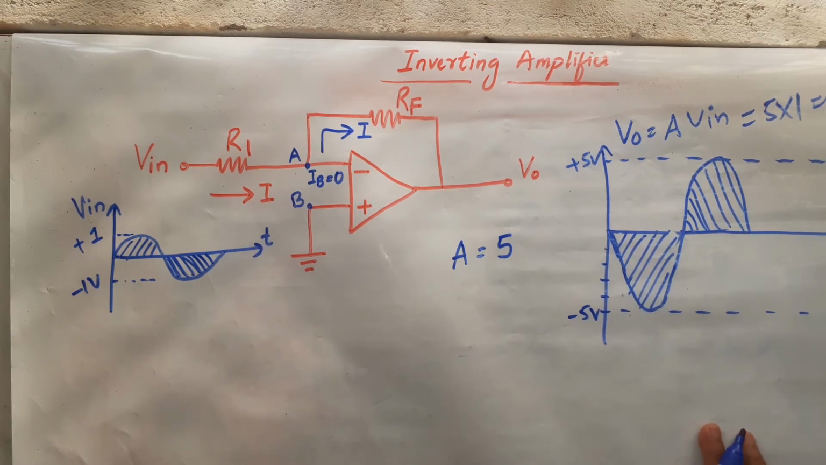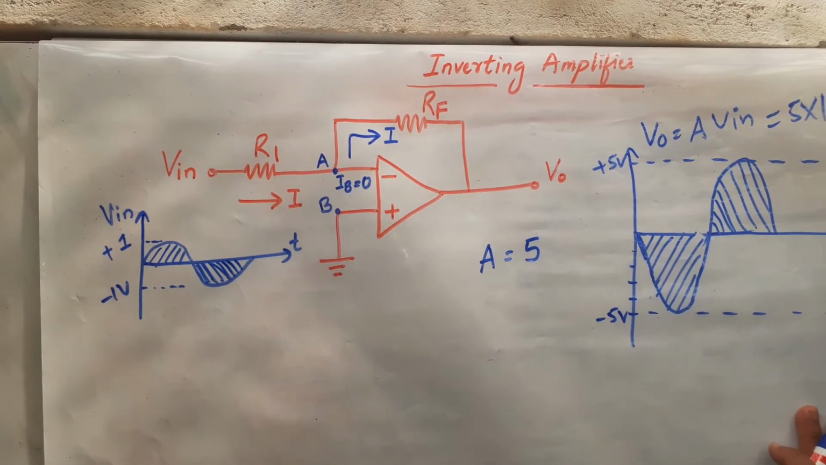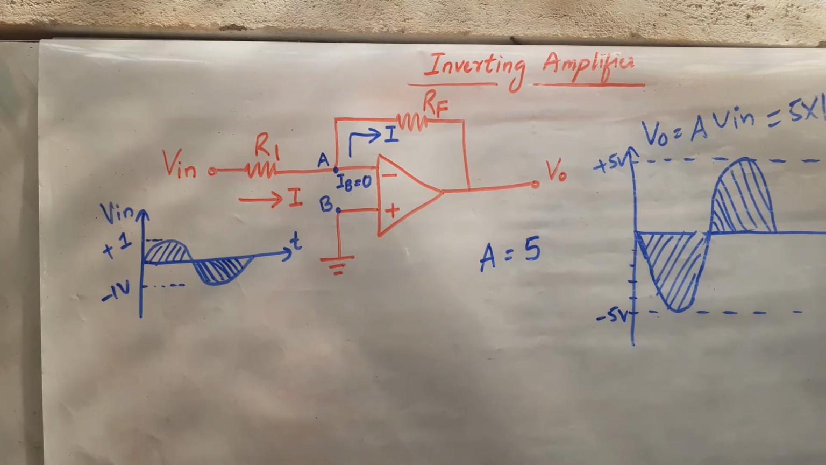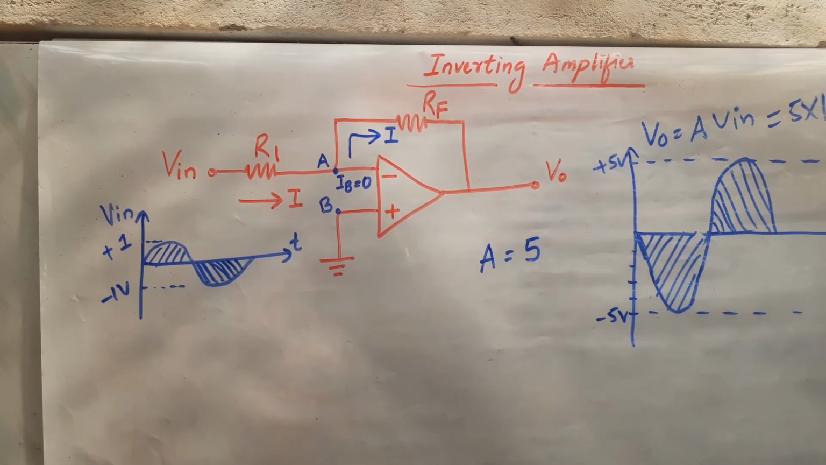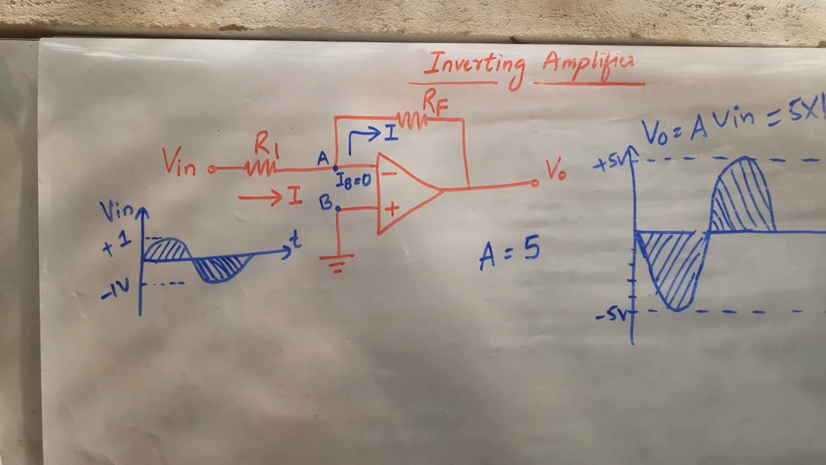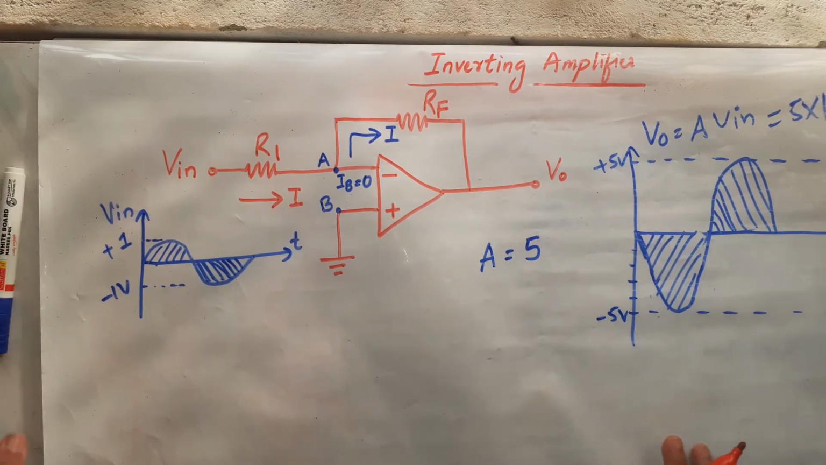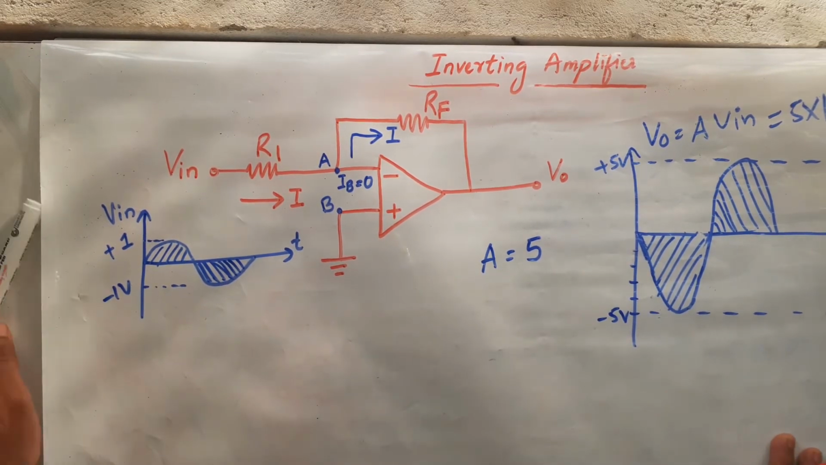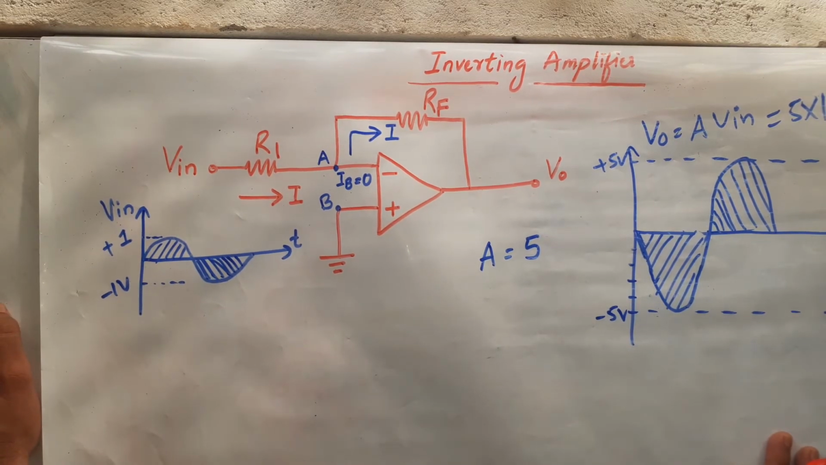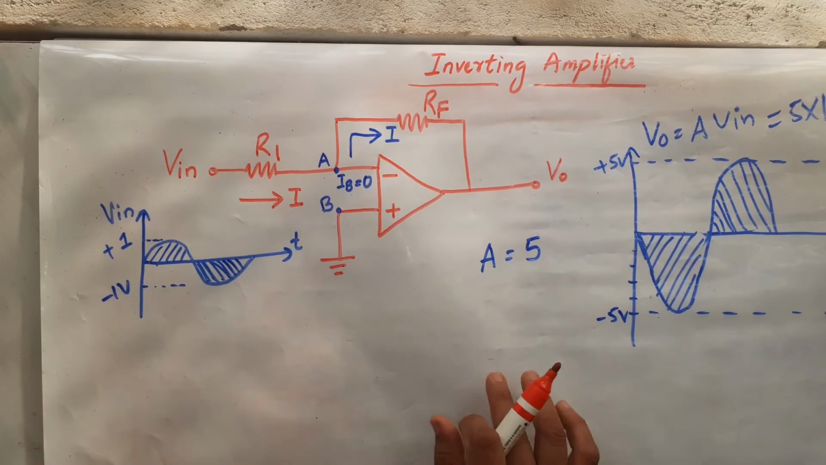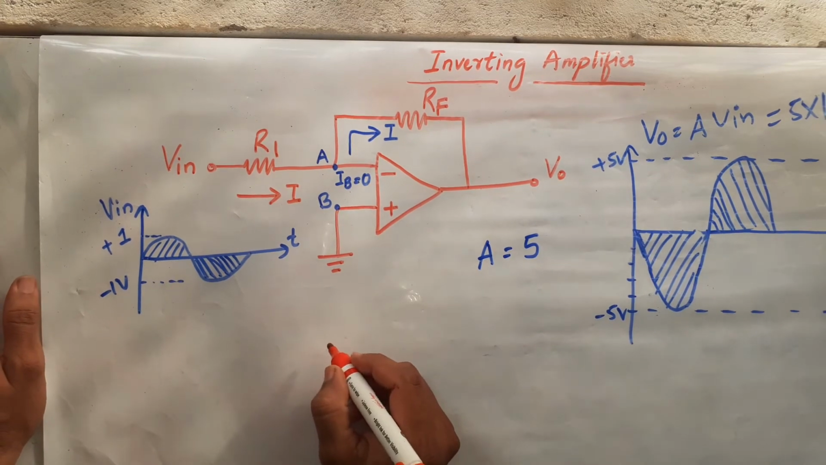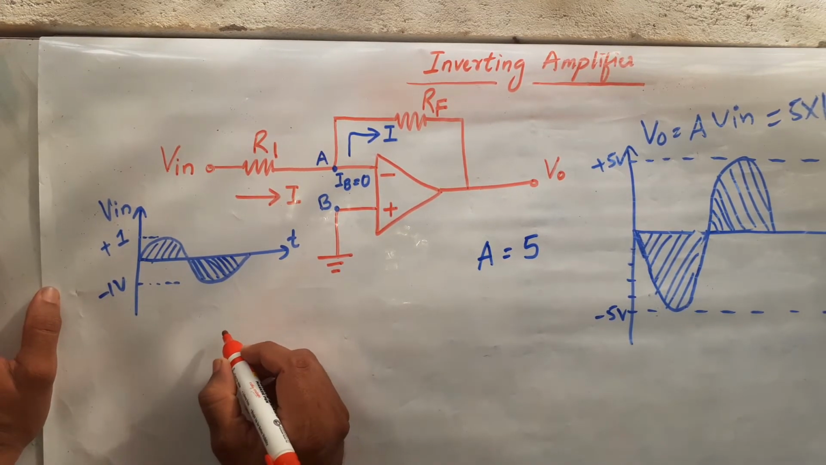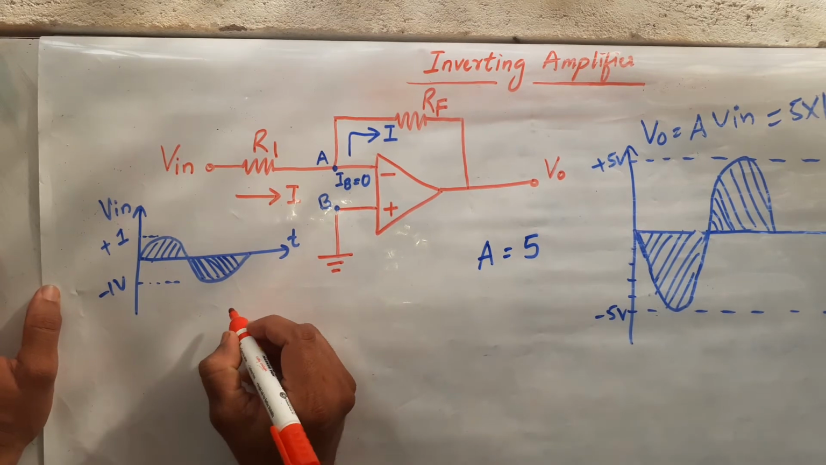Now let us have a small design for this. I want to show you what will be the final gain equation. How to calculate R1, RF, V in, V out, and gain of the op amp. Now consider that. Is it visible? Yes.